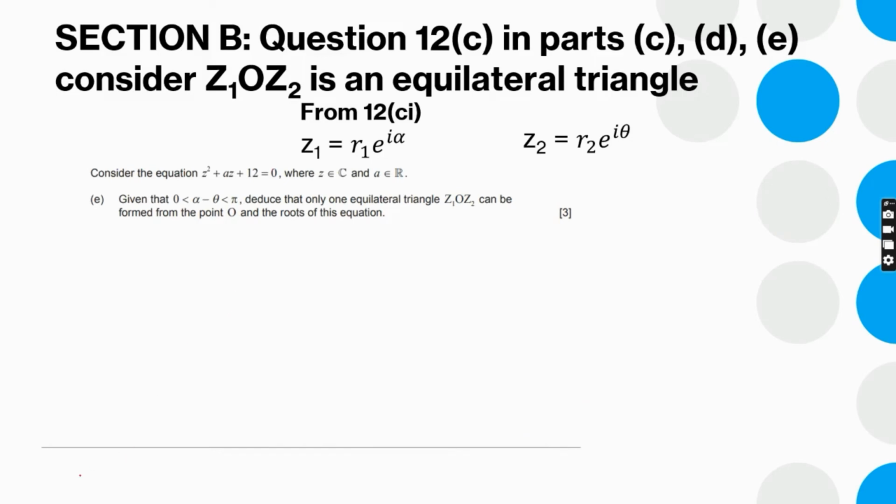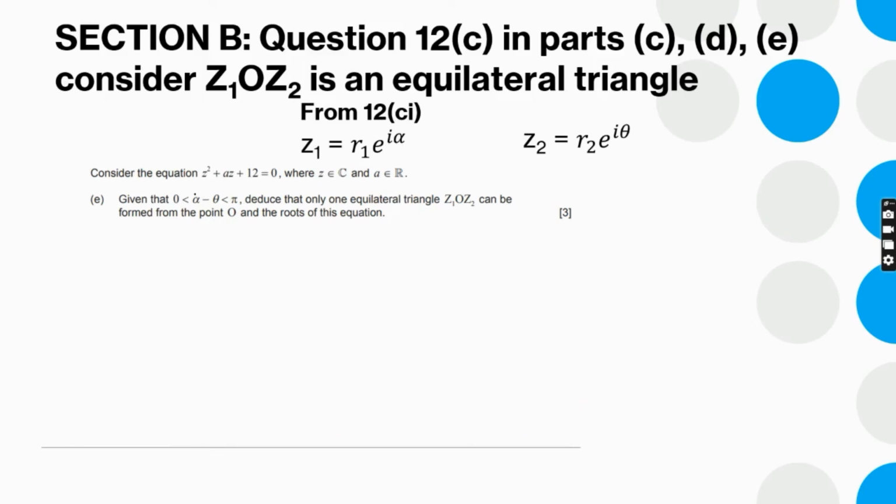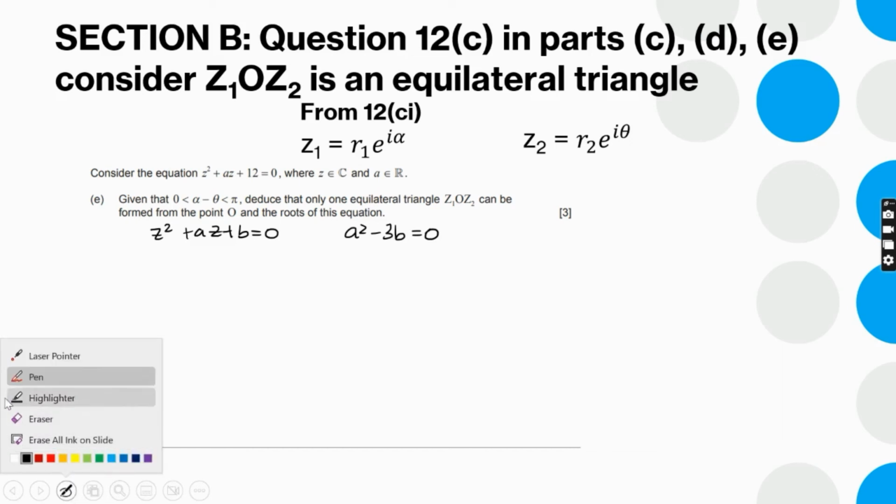Come to the last question in section B. In this question, we have to consider the equation z squared plus az plus 12 equals 0. Given that alpha minus theta is between 0 and pi, deduce that there is only one equilateral triangle that can be formed from the point O and the roots of the equation. In the previous part, we were given z squared plus az plus b equals 0, and we have shown that a squared minus 3b equals 0. So there are some similarities between this part and the previous part.